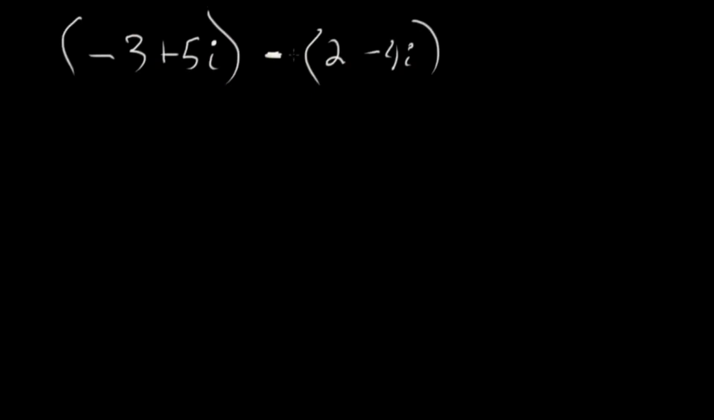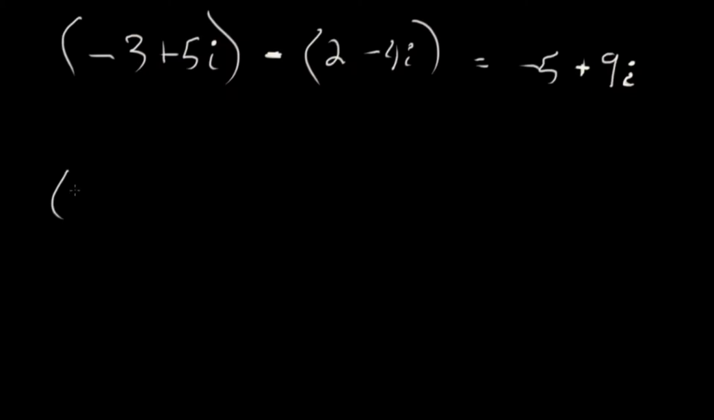All right, so negative 3 plus 5i minus the quantity 2 minus 4i. What's that going to be? Well, we're going to do the same thing here, but with subtraction. We're going to do negative 3 minus 2, which is negative 5. And we are going to do 5i minus negative 4i, which is positive 9i. All right, so you can take a second to think about what that means geometrically. I'm going to proceed.